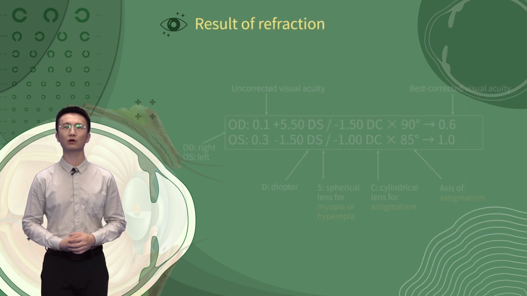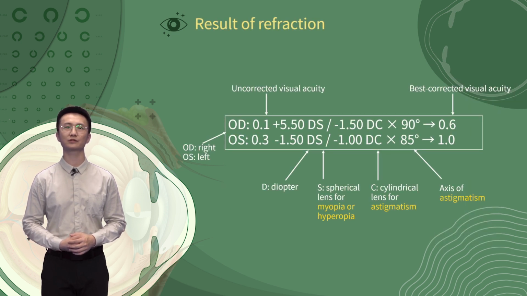A routine record of refractive results contains the diopters of the spherical and cylindrical lenses and the axis. But the refractive result alone is not enough for giving a prescription for eyeglasses. Attention should also be paid to the balance between the two eyes, the patient's visual needs, age, and the rate of change of refractive error.